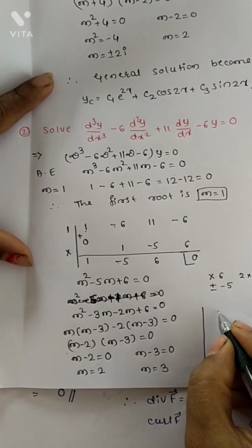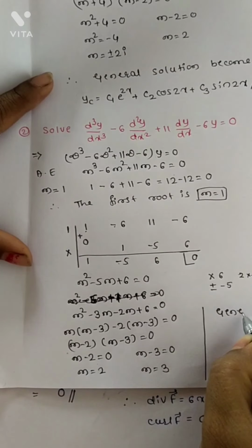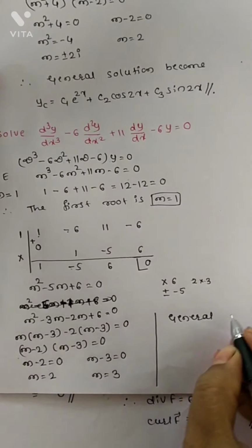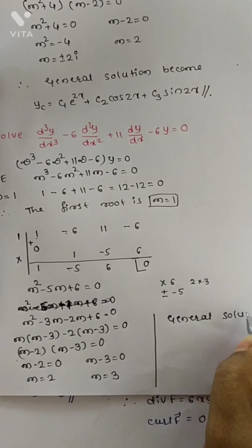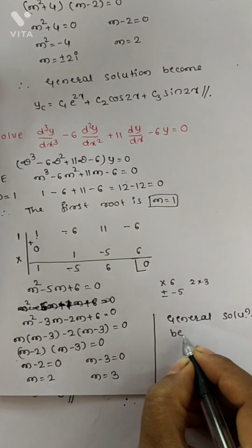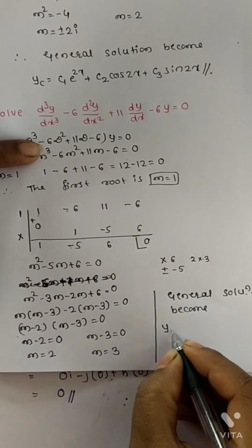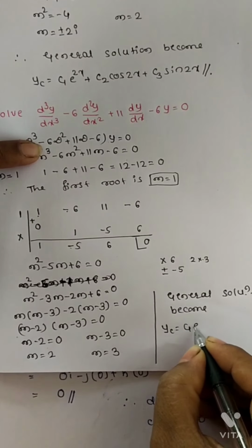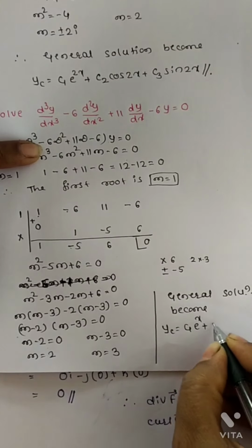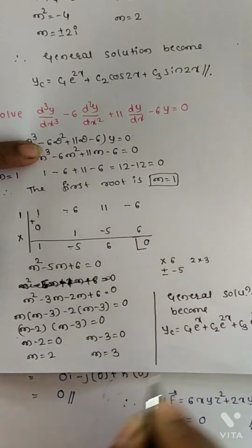Now the general solution becomes, with the three roots here, yc is equal to c1 e to the power x plus c2 e to the power 2x plus c3 e to the power 3x.